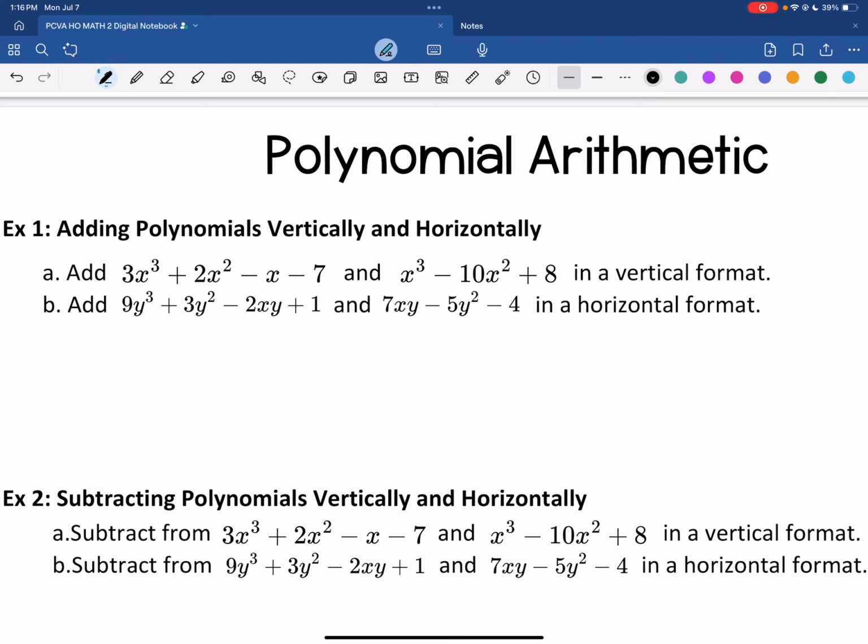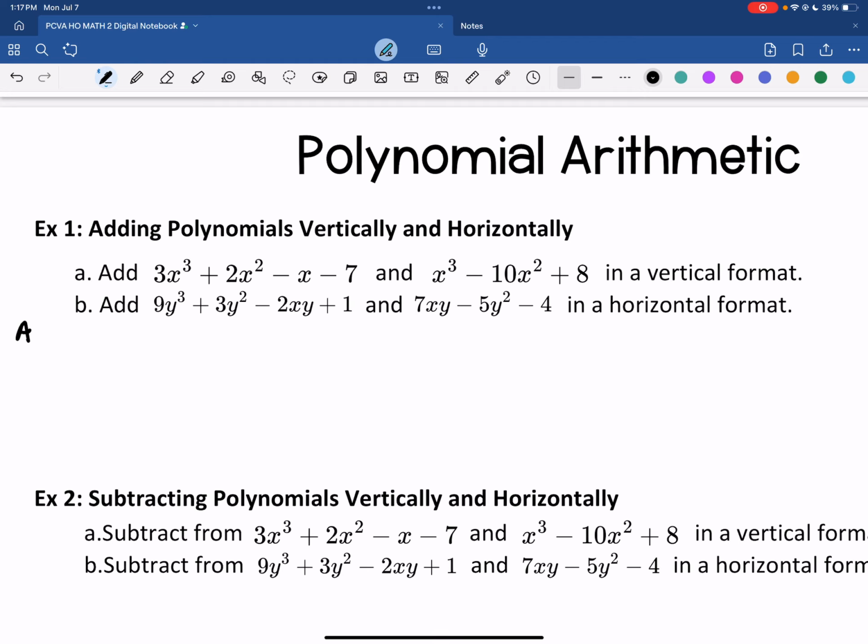So we're going to look at the first question. It says that we want to add 3x cubed plus 2x squared minus x minus 7 and x cubed minus 10x squared plus 8. Now this one says vertical format. Vertical format just means that you stack everything in the correct order, lining up like terms. So if I stack everything in the correct layout for vertical, looking at A, I have 3x cubed plus 2x squared minus x minus 7.